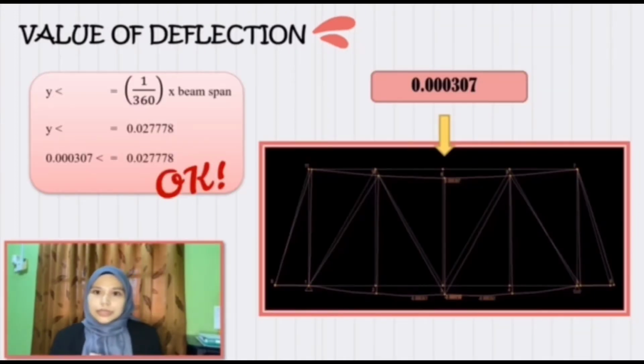And last, this is our deflection result. We obtain the deflection value at the center of the bridge span as 0.000307. By using the formula y less than 1 divided by 360 times the beam span, the result is okay. In terms of deflection, this proves that our bridge is able to manage the 2,000 kg load applied. That's all from me. Thank you.